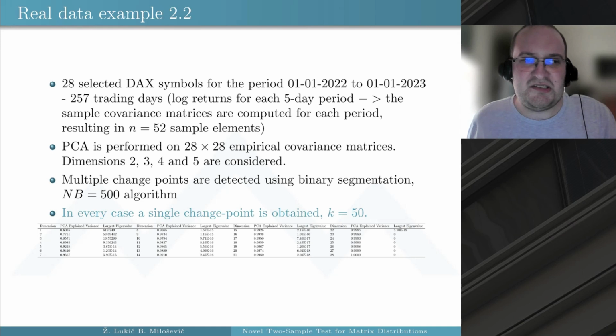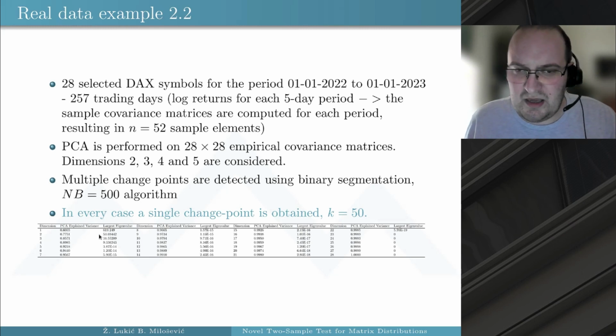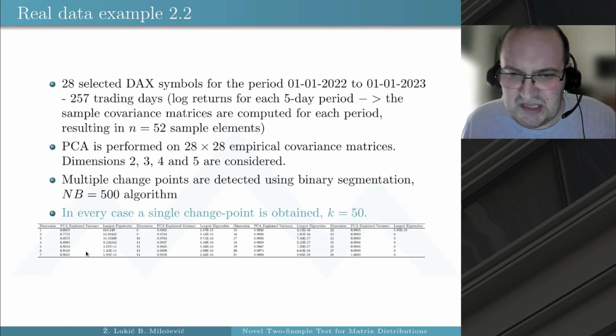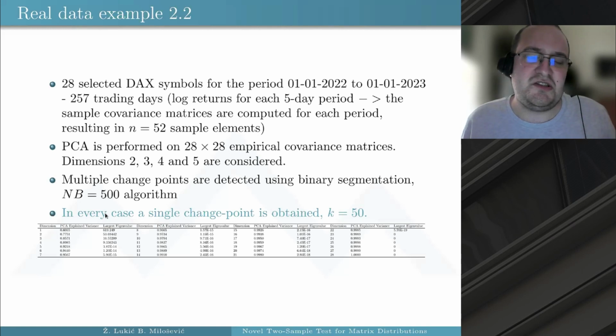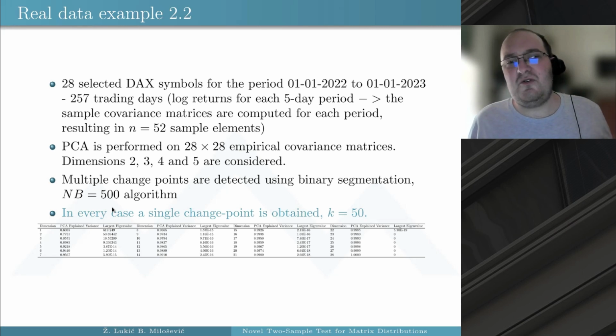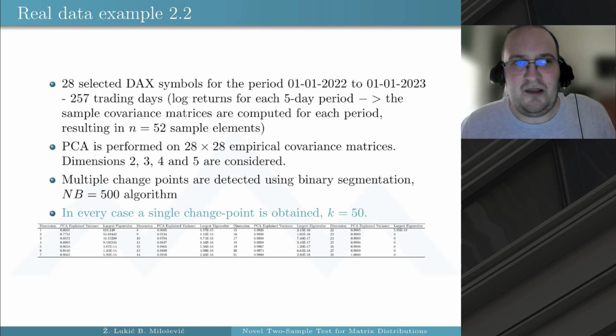Since we have 28 times 28 data, we needed somehow to reduce dimension, and we have done PCA, considered dimensions 2, 3, 4, and also 5. Why? Because in this table here, I don't know if it's visible, you see that the largest eigenvalue for dimension 6, for example, is close to 0. And also we have used the binary segmentation algorithm, detected change points, and in each case, our algorithm gave us the change point, which is 50.